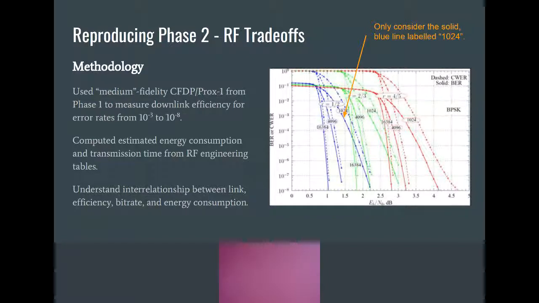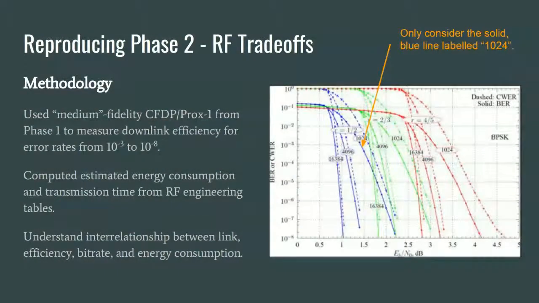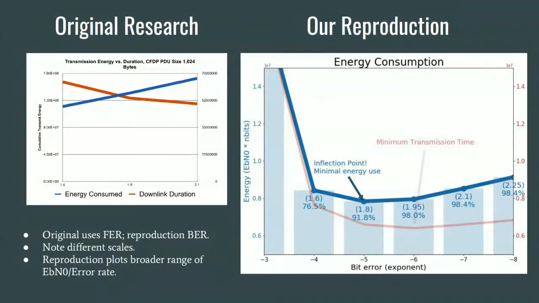So from my simulator in the first phase, that got me a metric of efficiency. And then it's a simple expression to estimate the amount of bits transmitted. And then when you get the amount of bits transmitted, you can multiply it, given some frame error rate, by the Eb/N0 down here. And then you can estimate what is the cumulative energy for that transaction. And our goal here was to understand this interrelationship between link efficiency, bit rate, and energy consumption. So these are the results.